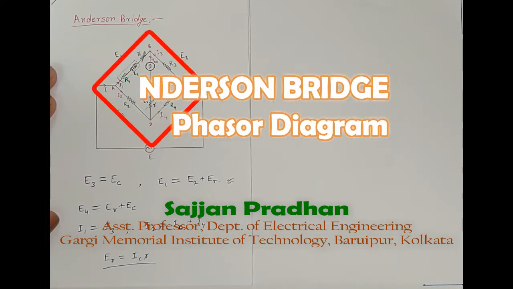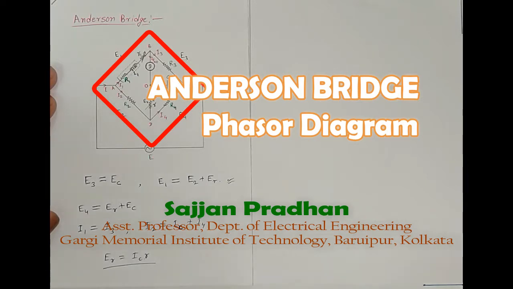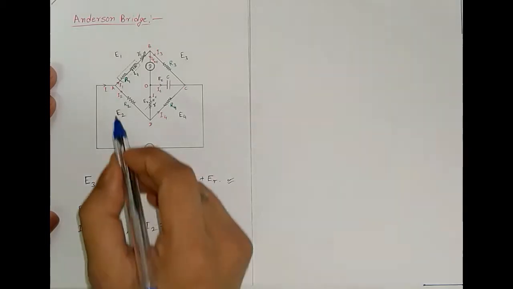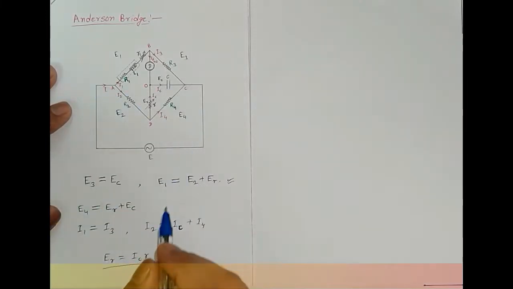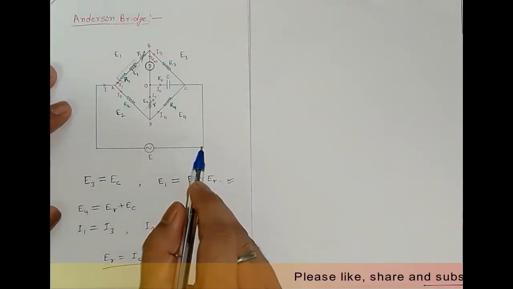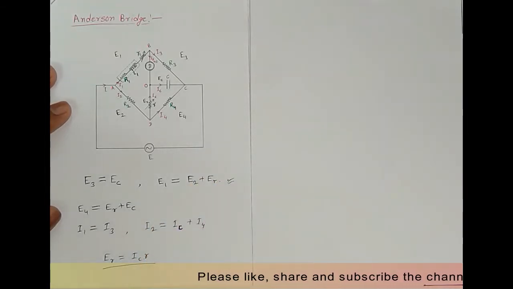In today's class, we will discuss the phasor diagram of the Anderson bridge. Already I have given you the PDF notes of the Anderson bridge, where we have derived the equations for finding L1 and R1. In that notes, this figure is given, and this is the Anderson bridge circuit diagram.